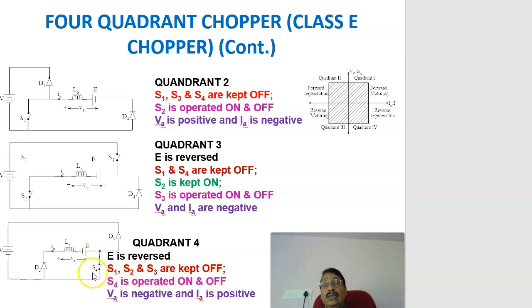Therefore, by controlling the duty ratio of this switch S4, you can control the average voltage across the armature and current through the armature, but voltage is always negative and current is positive. Therefore, it can be made to work in a reverse regeneration mode. These are the different quadrants in which the 4-quadrant chopper can work.